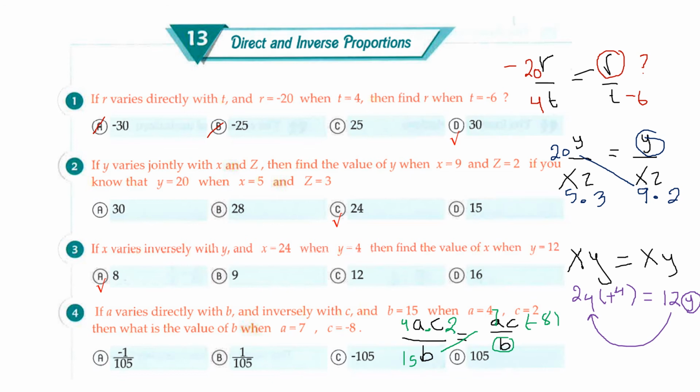Your answer will be 105. It has to be a positive answer, so you are going to exclude this and this because the answer will be positive, and that's it.